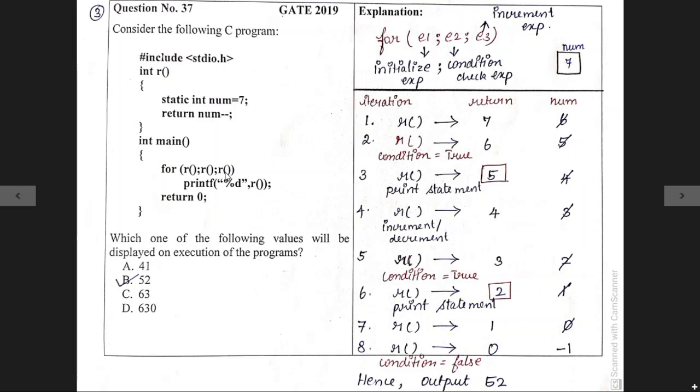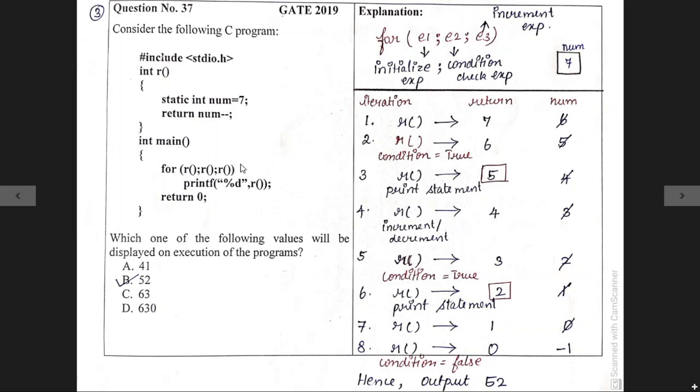Again we have the R function. This R function is called. After the R function completes, it returns 1 and decrements to 0. Then move on to the condition expression. In the condition expression, I have the R function. After calling this R function, it returns 0 and decrements to -1. Come back to this condition expression. I need to check the condition.